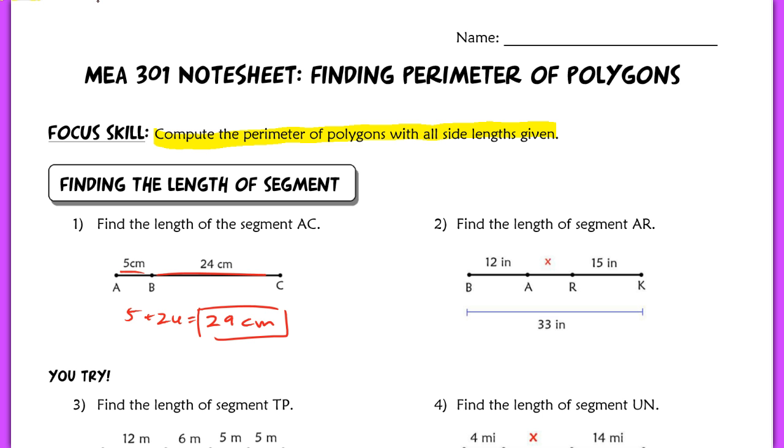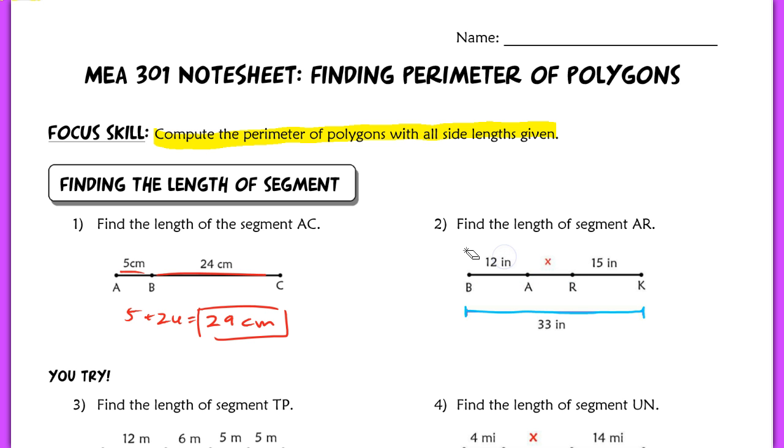Now problem 2 is a little bit trickier because here we're asked to find the length of AR. It's a missing portion of this entire segment, so you can't just add up all of the parts. We're asked to find the length of AR, which is shown here with a variable x. Now in order to do this, you want to think logically through this and kind of problem solve. If you look at how they give you the entire length of the segment, you know then that the individual parts here need to add up to 33.